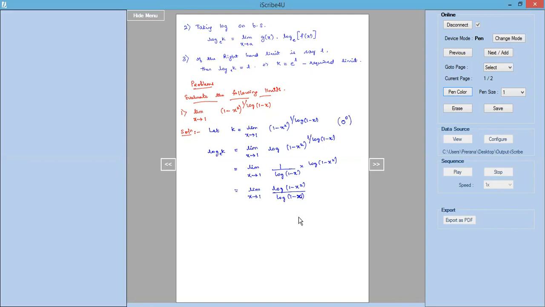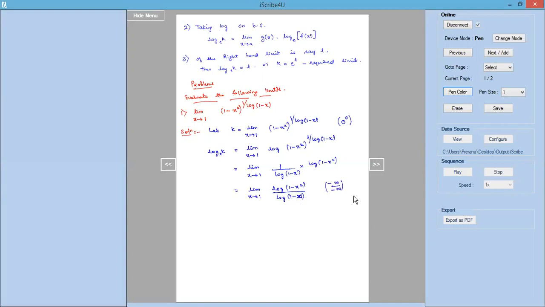Now at this stage, after applying the log on both sides, we have it in the form, as x tends to 1, 1 minus 1 is 0. So log 0 is minus infinity by minus infinity form, which is one and the same as saying infinity by infinity form.